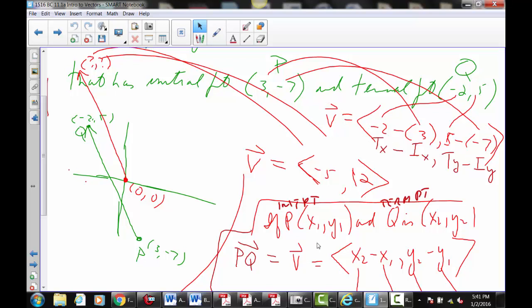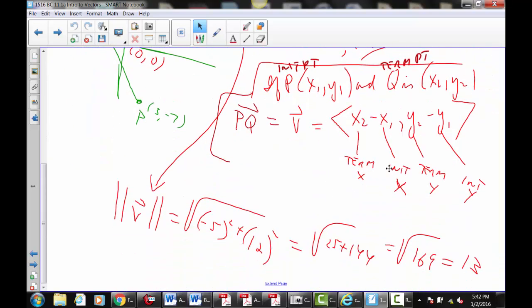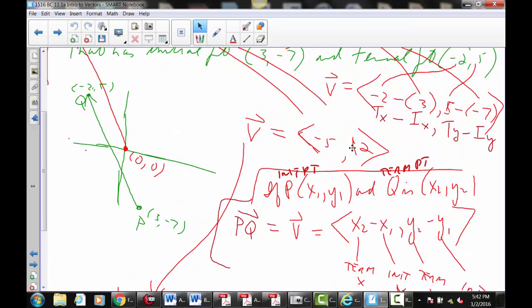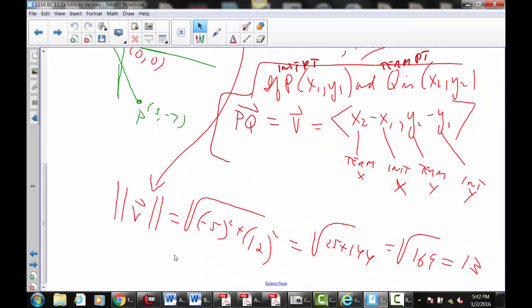If you look at the initial point P as (x1, y1), and the terminal point Q as (x2, y2), it's basically <x2 minus x1, y2 minus y1>, which is the terminal x value minus the initial x value, comma the terminal y value minus the initial y value. So it's important that you start with terminal minus initial, not the reverse. Okay? So terminal x minus initial x, comma terminal y minus initial y. Of course, once you have it in component form, then it's the square root of x1 squared plus y1 squared.